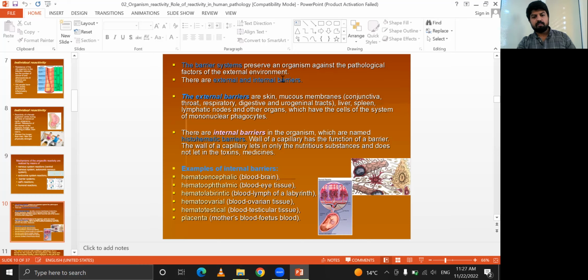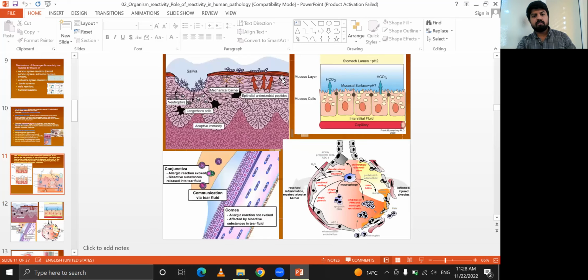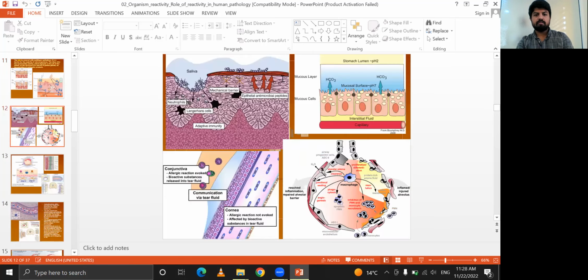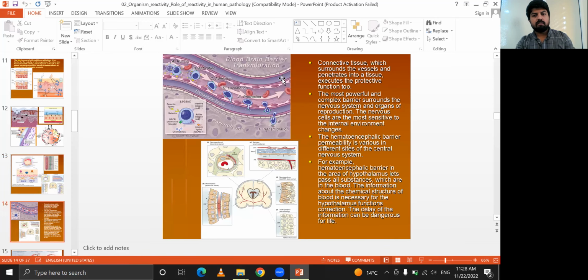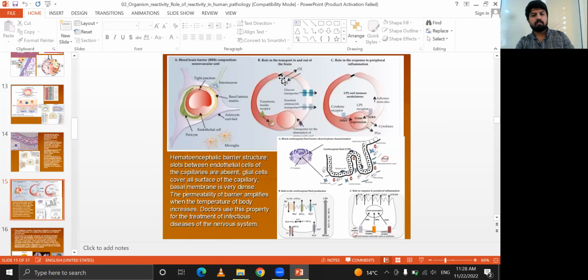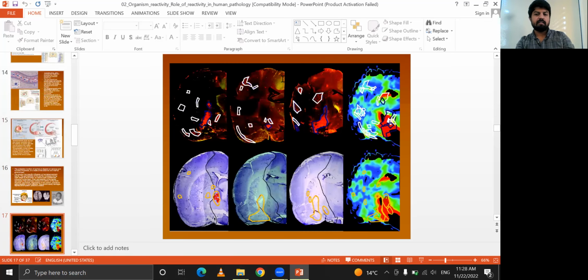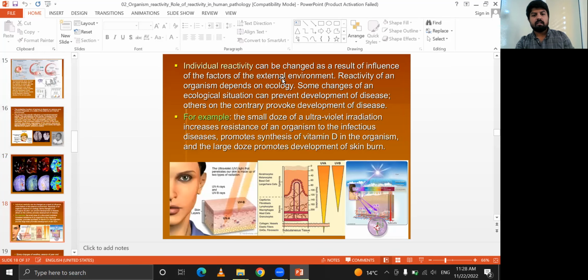Examples include the blood-brain barrier, the blood-eye barrier, the blood-lymph barrier, the labyrinthine barrier, and the blood-testicular tissue barrier. All of these things you have to observe in these pictures. This one talks only about the blood-brain barrier, BBB. The connective tissue, which surrounds the vessels and penetrates the tissue, also executes a protective function. I talked about this in the previous slide.